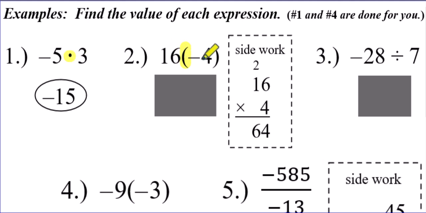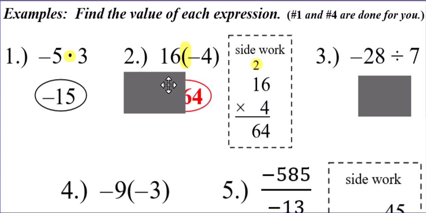Now, you might not have any clue what 16 times 4 is. So I did the side work for you. 6 times 4 was 24, carry the 2. 1 times 4 is 4, plus 2 is 6. Will the answer be positive or will it be negative?